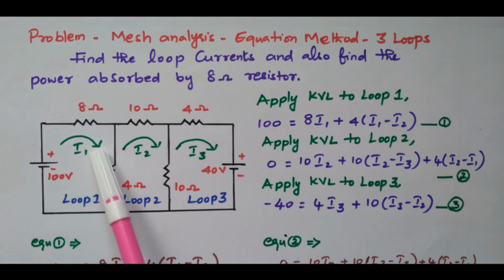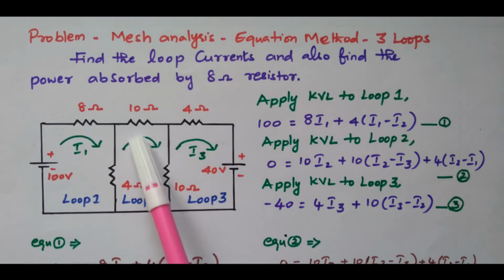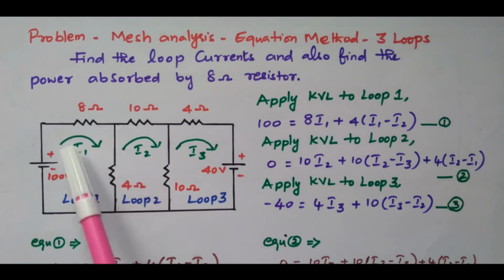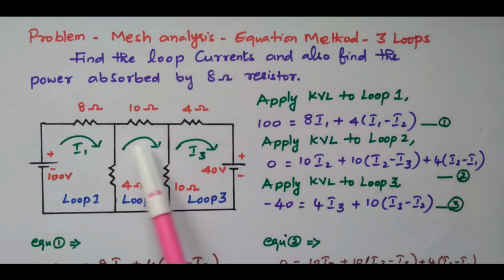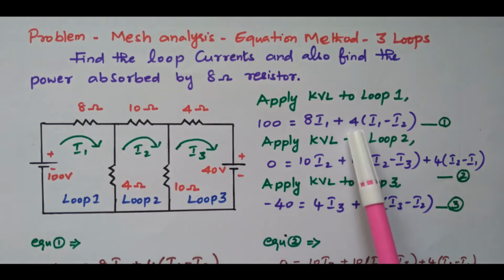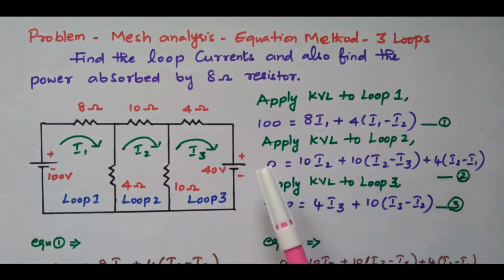I1 current is flowing downwards. I2 current is flowing upwards. Both are in opposite directions, so we need to subtract. The difference between these 2 currents will be flowing through the 4 ohm resistor. So that is 4 into I1 minus I2.